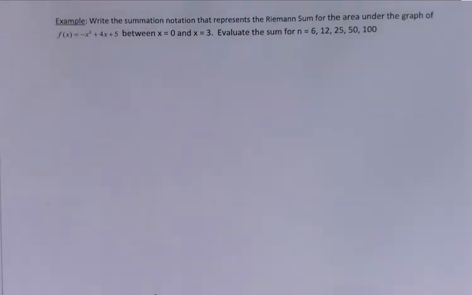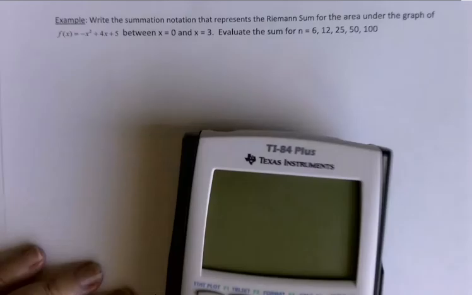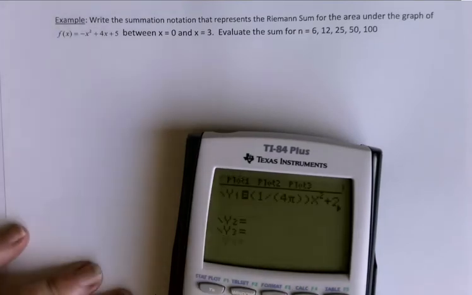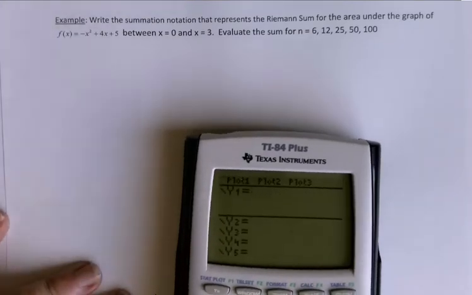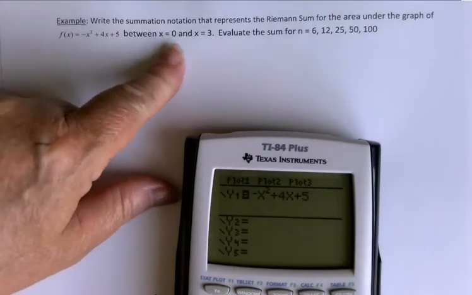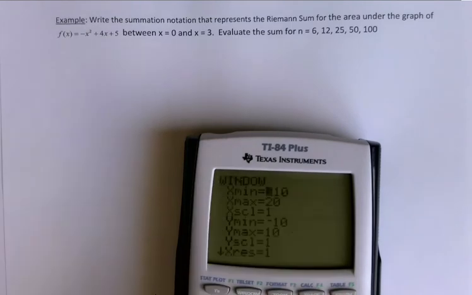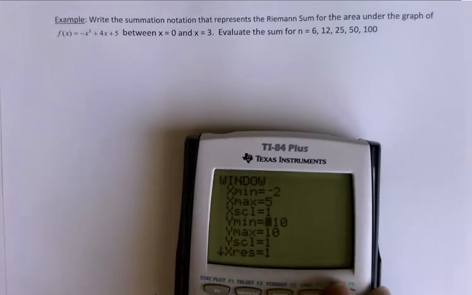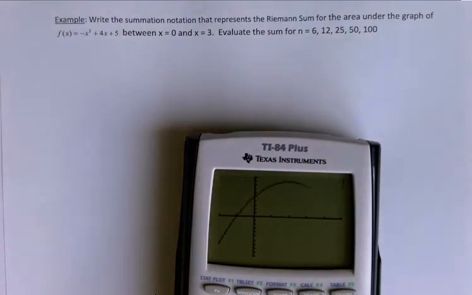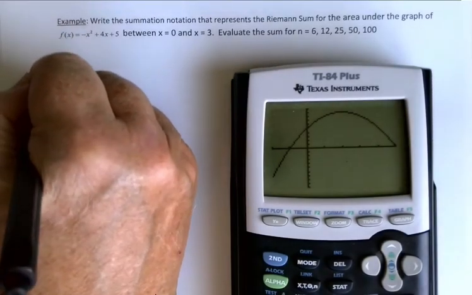So let's see. I'd like to go ahead and just see what this graph looks like. It's clearly an upside-down parabola, right? But let's get a feel for it. This is minus x squared plus 4x plus 5. And eventually, I just really want to concentrate on 0 to 3. Maybe I'll set my initial window to something like negative 2 to 5, just a little space around that. And I'll leave negative 10 to 10 for the y for now. Probably a good choice. So there's what that parabola looks like.